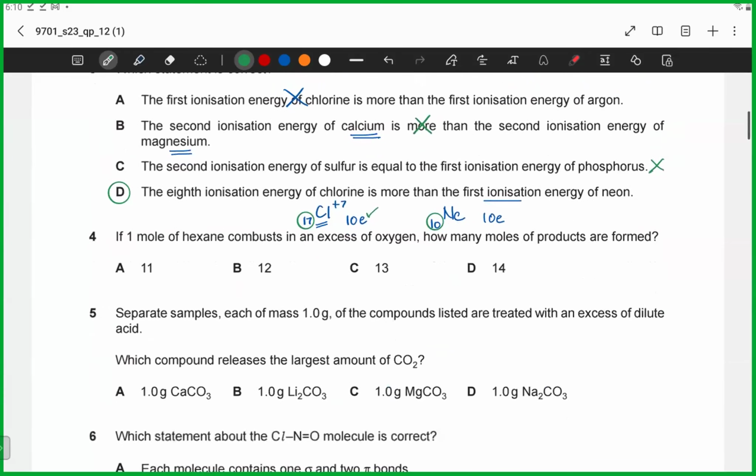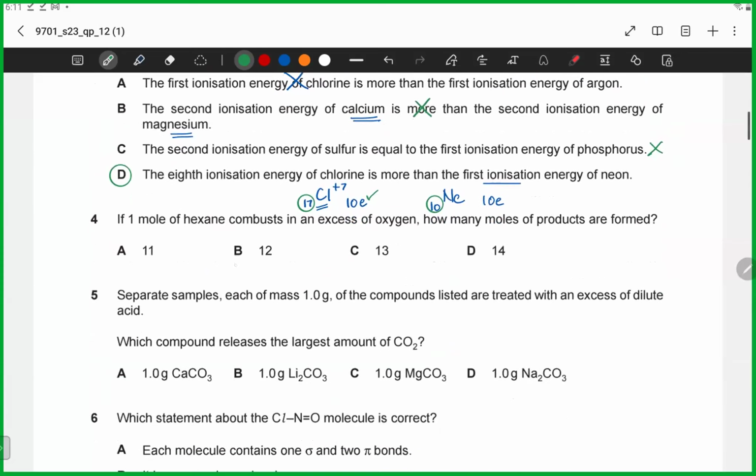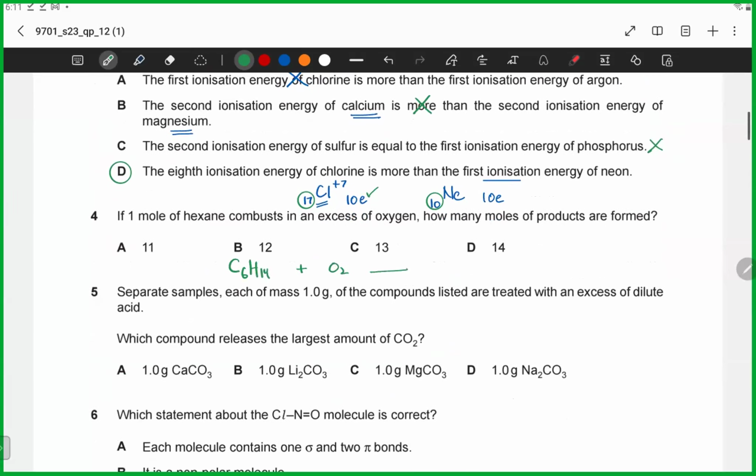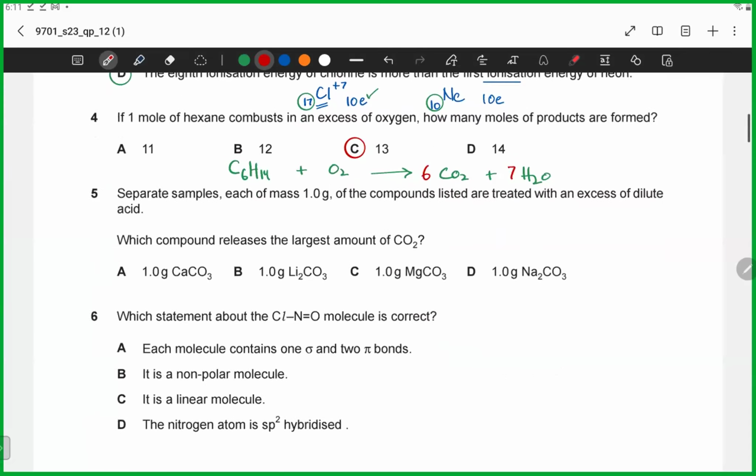So next one. If 1 mole of hexane combusts in excess of oxygen, how many moles of products are formed? So now you need to know what hexane is. It has 6 carbon atoms and it's an alkane, so wo kya hoga? 14. Excess oxygen, so it's complete combustion. So you just have to balance this equation. Sir, I'm getting C, 13. 6 plus 7, 13, right? So it's C. As a moles aa gaya.